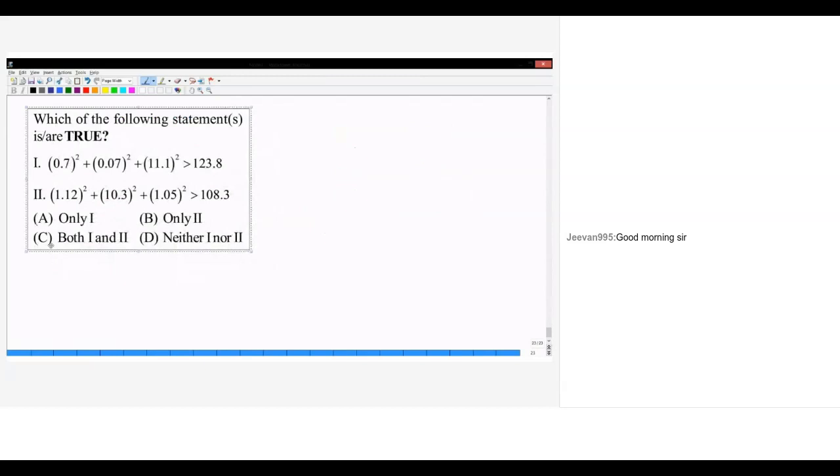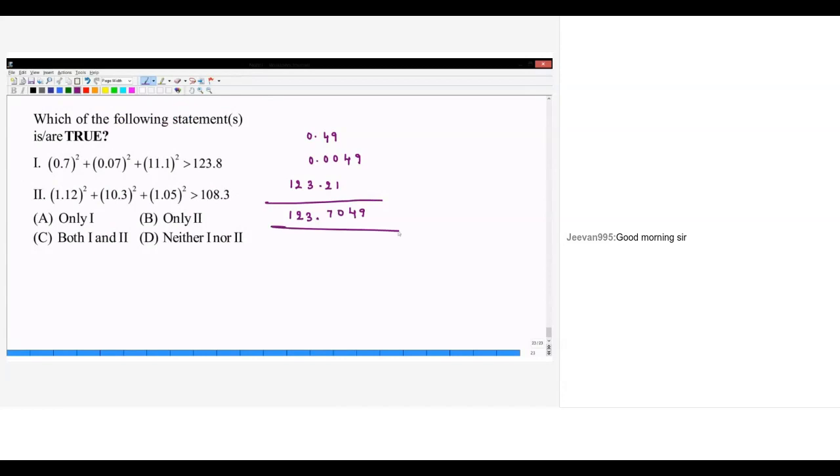Which of the following statements is true? 0.7 square is 0.49, not 0.0049. It is 123.21, not 123.8. So 123.8 is greater. It's wrong.